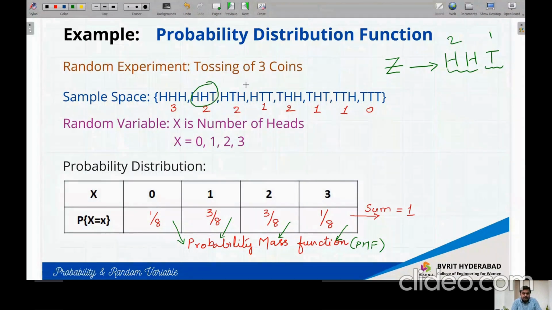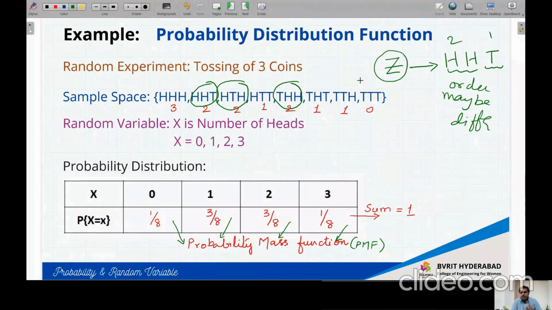Now among these, is this a possible outcome? Yes, sir. Whatever order may be different. Okay, order may differ. So is this the outcome? Yes, sir. Is this the outcome? Yes, sir. That's all, right? Okay. So therefore, this random variable Z is going to map only these three outcomes on a real number scale. Got it? And it is going to neglect these outcomes. It will not consider the remaining outcomes. It is going to consider only these three outcomes.